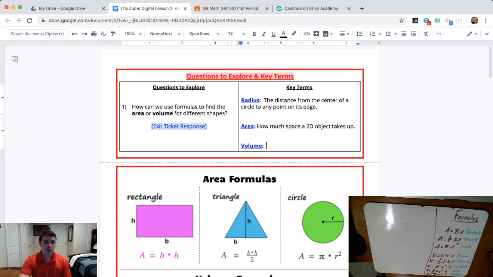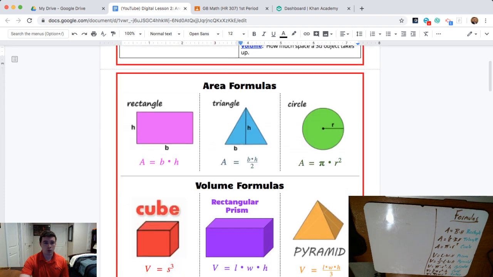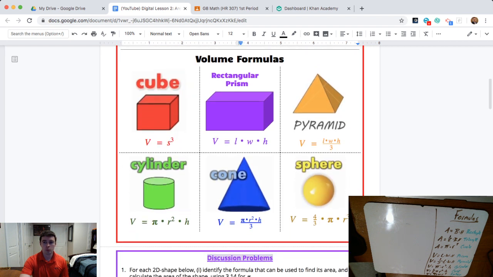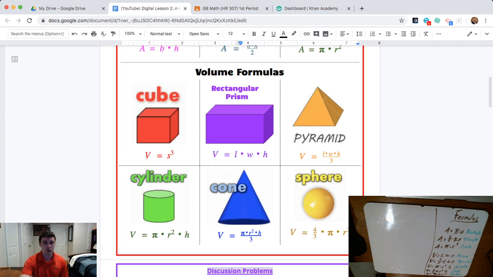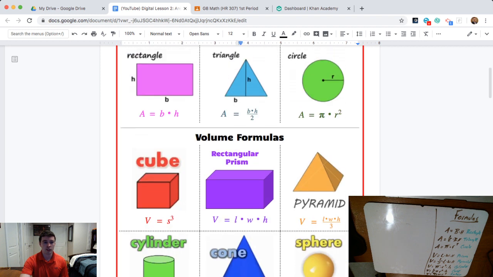So if volume measures how much space a 3D object takes up, we're talking about things that you could hold or pass, real-world objects that you'd see. Things like cubes, prisms, pyramids, and then we'll start talking again about cylinders, cones, and spheres. These are all three-dimensional objects, and volume measures how much space they take up. Every shape we have has its own formula, whether it's area or volume, that helps you measure it.